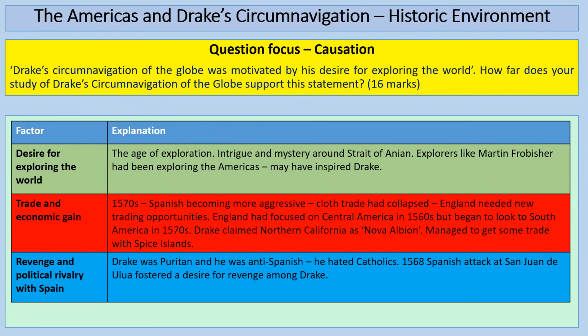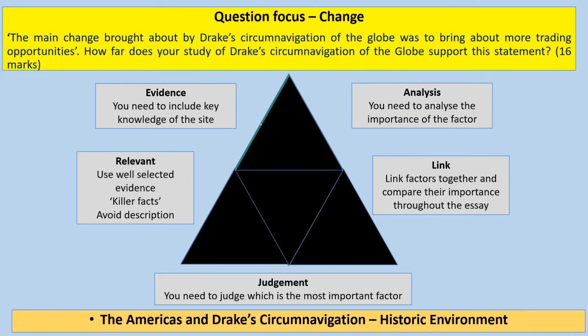One thing to bear in mind here, when you think about this question, is that a key element of the circumnavigation is that it was never Drake's plan to explore the whole world. It very much was the plan to go and raid Spanish treasure ships. So I probably would be looking at the second factor, the red factor, the trade and economic gain here, as my most important factor. But it's up to you to see what you think.